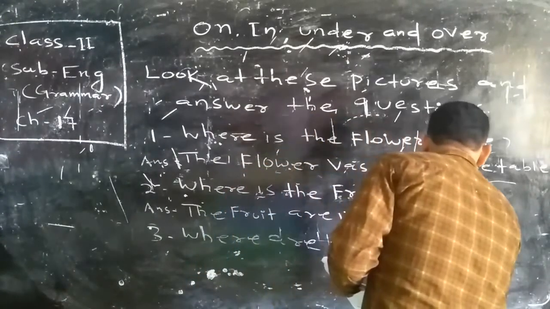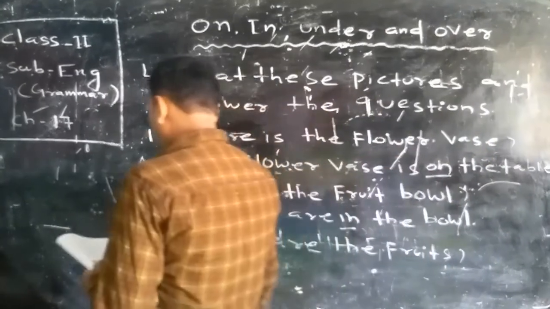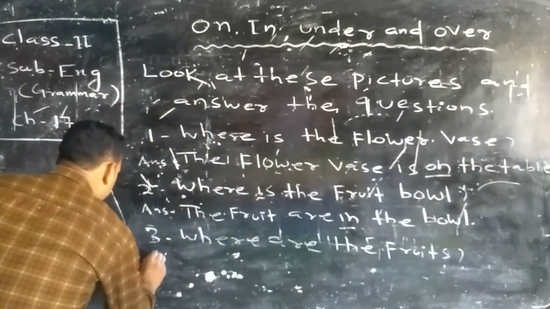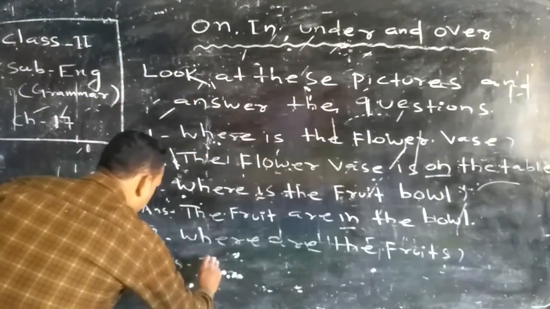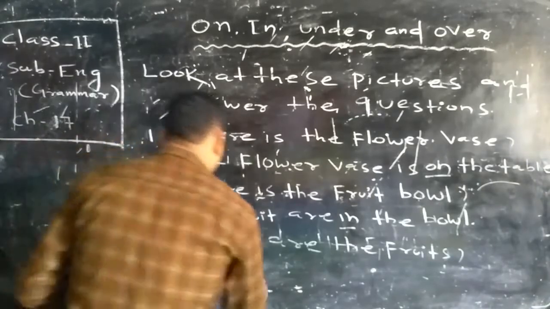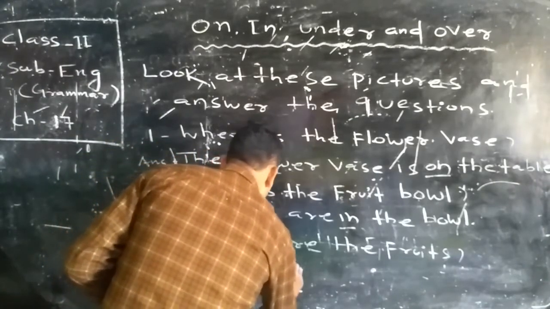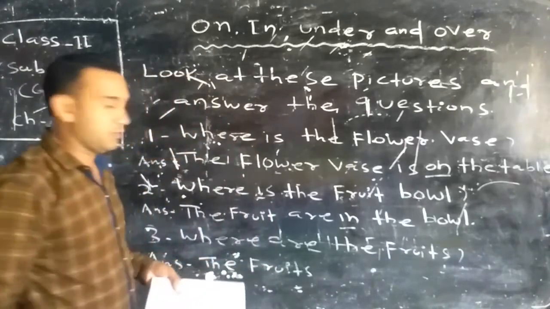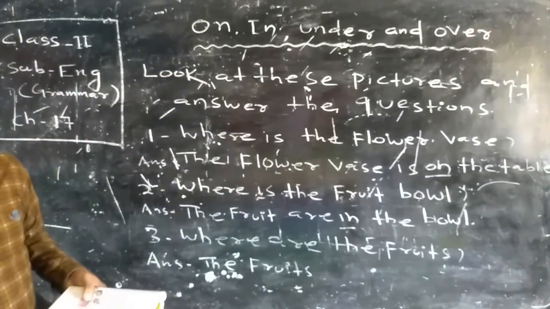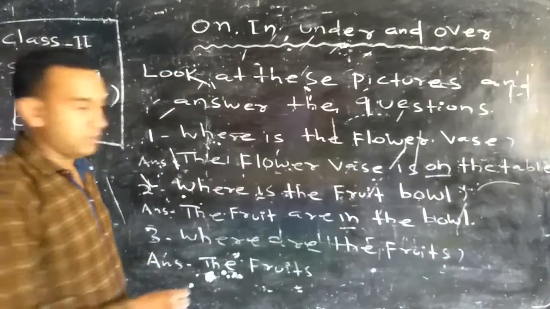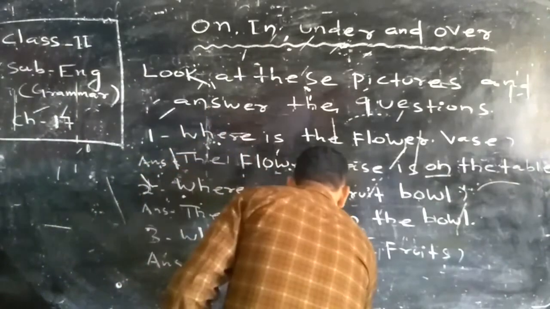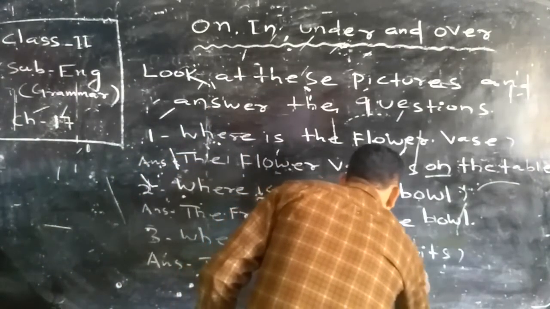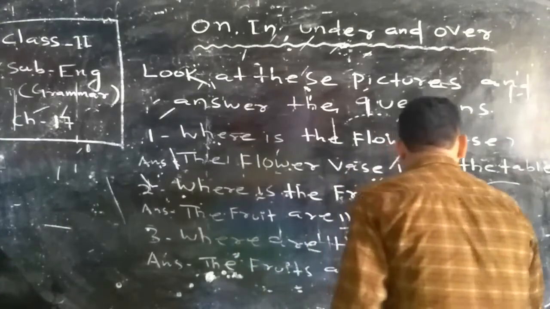Where are the fruits? The answer is: the fruits are on the table, in the bowl. The fruits are in the bowl.